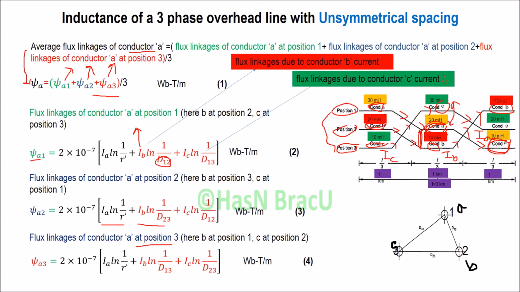So what is the distance between A and B? Now it is D13, right? So we can write D13 here plus IC ln of 1 divided by D23. Why D23? Because the distance between A and C is D23 now. So this is equation number 4, right?